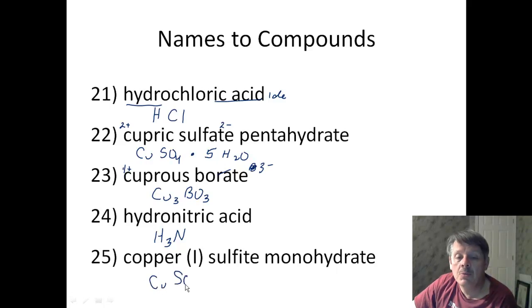Number 25, down at the bottom, you have copper, which is Cu. Sulfite, be careful with that. That's sulfite, not sulfate, so it's SO3. And we have a 1+ charge on copper and a 2- charge on sulfite. So I crisscross them, so it has to be Cu2, SO3, and it's monohydrate, so I only have one water.